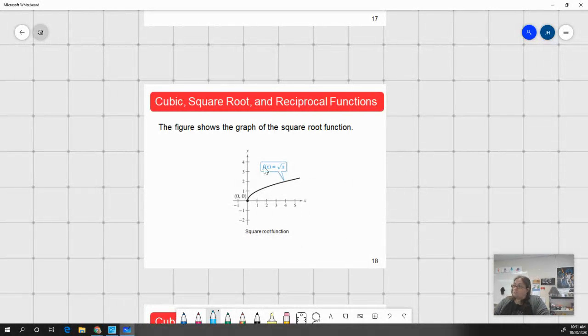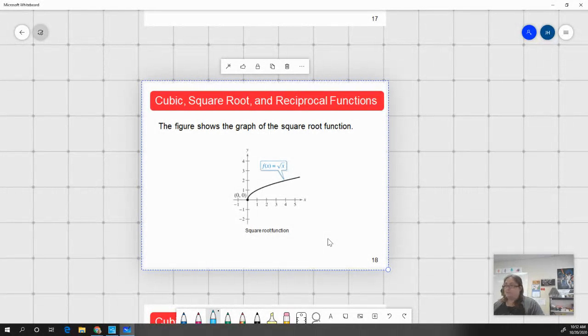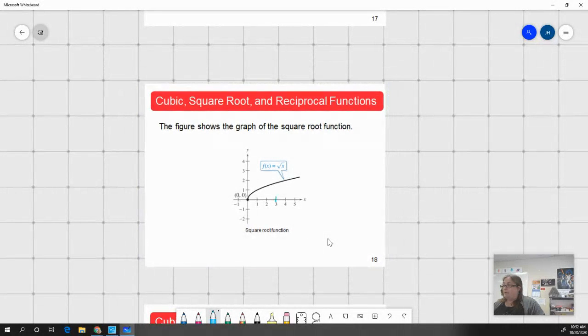So look at the shape of your graph. That's all you're really concerned with right here, so that when it moves, you can identify it. You can identify the shape even if it starts at 3, right? Even if it started at 3 and made that shape, you'd understand that it's a square root function. It's following that pattern.